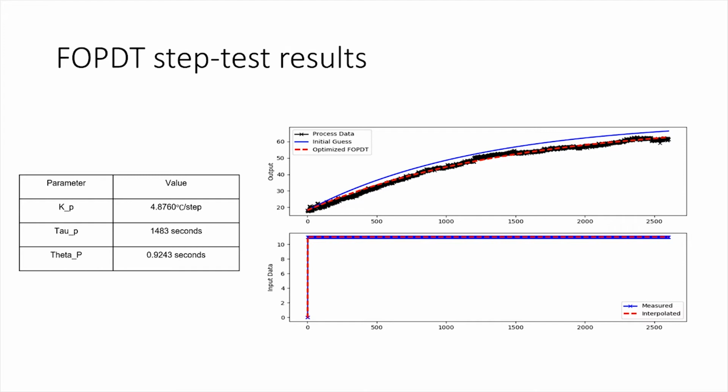Next, we plugged this dynamic data into a piece of optimization code, which would find the Kp, Tau p, and Theta p for our FOPDT model.